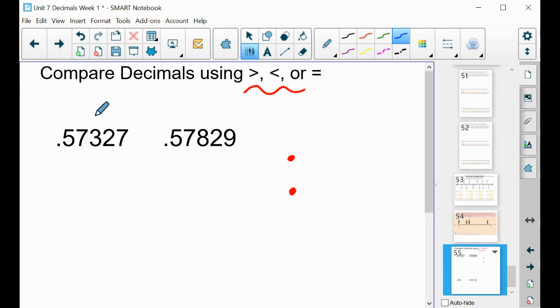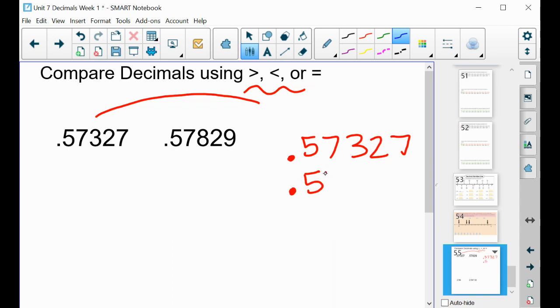Then I'm going to start by writing this decimal first, on top. It doesn't matter which order you do. 57,327: tenths, hundredths, thousandths, ten thousandths, hundred thousandths. Let me count this out loud. And we're going to be comparing that with 57,829: tenths, hundredths, thousandths, ten thousandths, hundred thousandths.